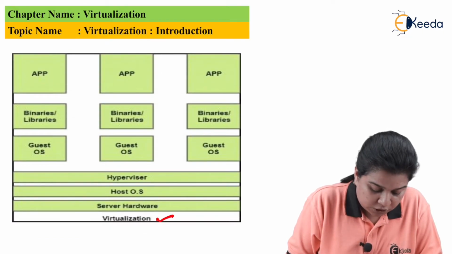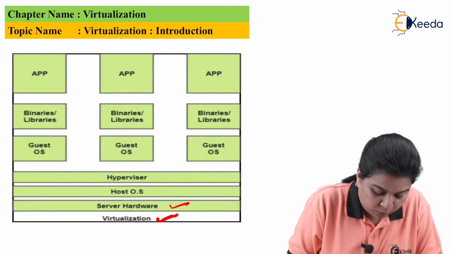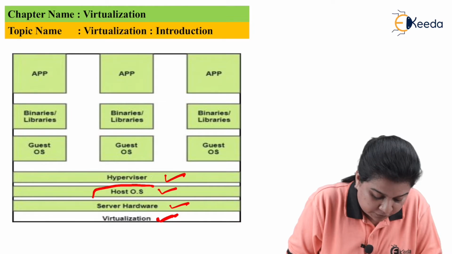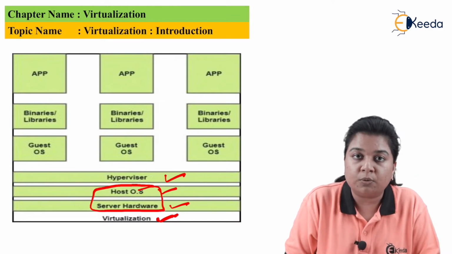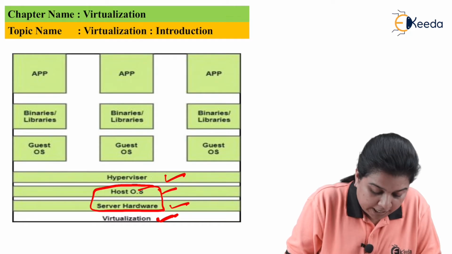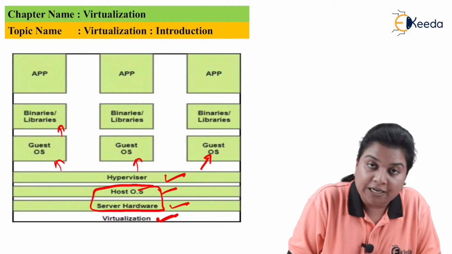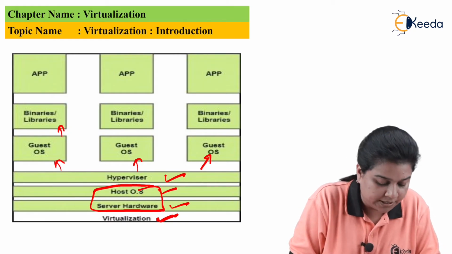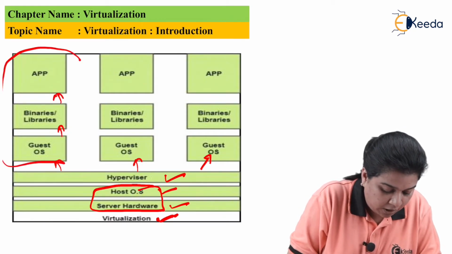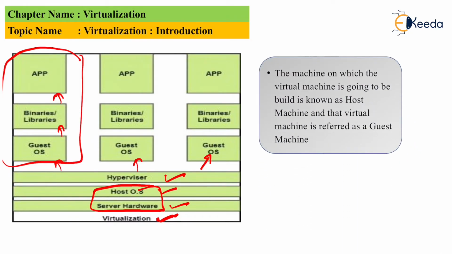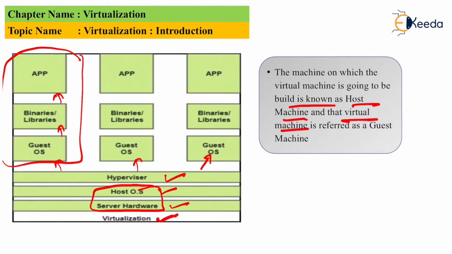See, for virtualization, now we have server hardware, host operating system and hypervisor. Hypervisor is virtualizing the server hardware and host operating system. So it has guest operating system in virtual machines, then it has some libraries which are known as binary libraries, and then the applications running on this virtual machine or virtual system. The machine on which the virtual machine is going to be built is known as the host machine and the virtual machine is referred to as the guest machine.